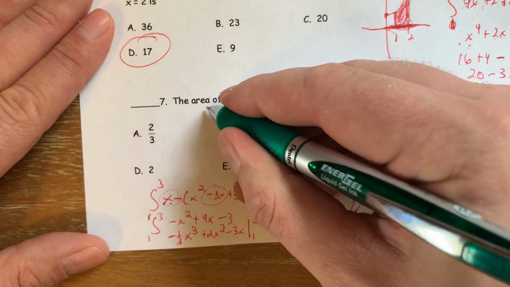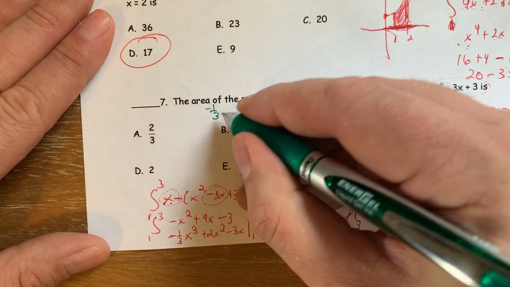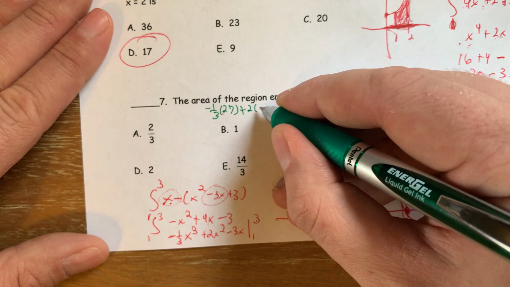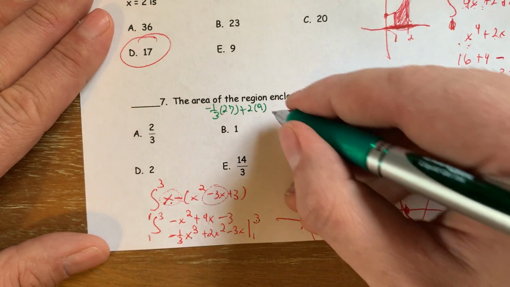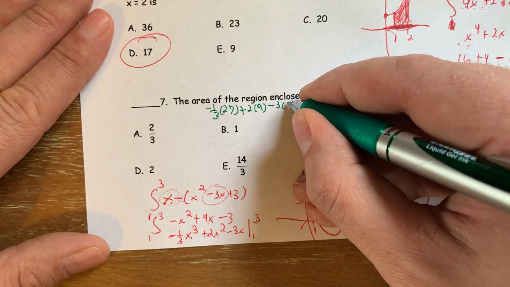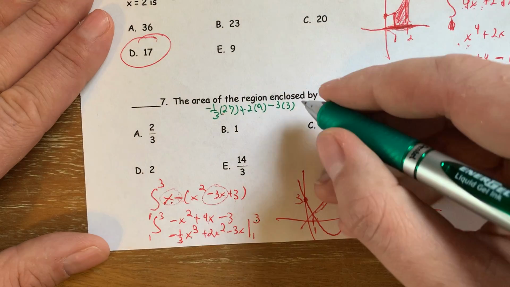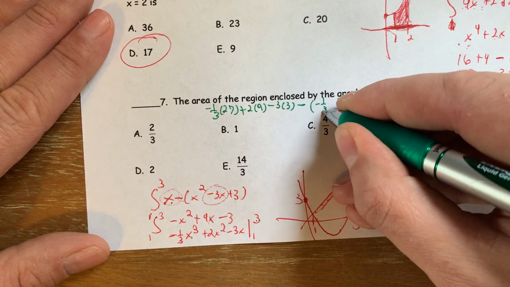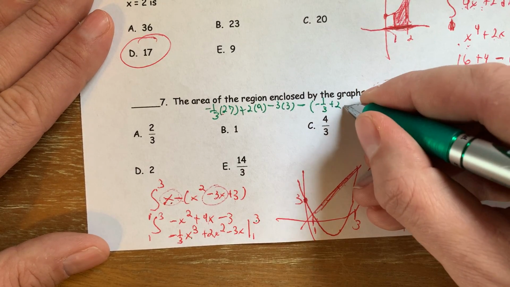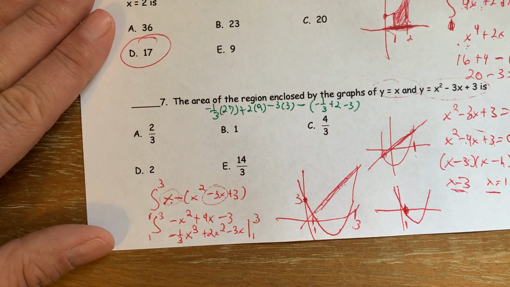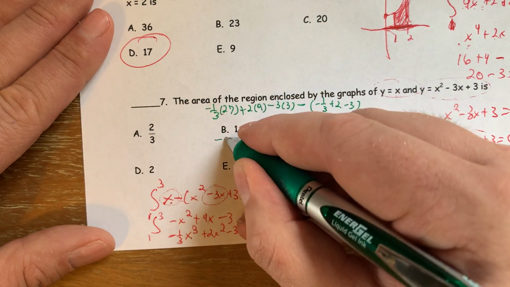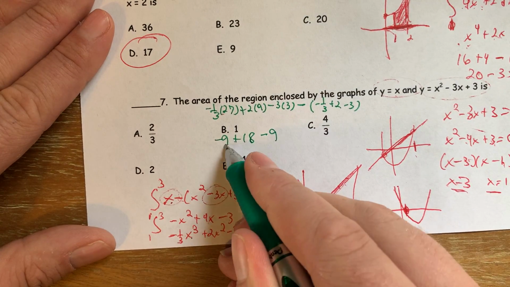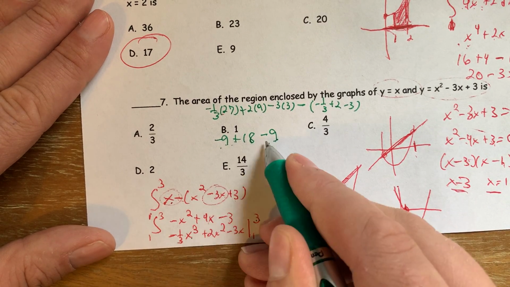So negative 1/3 times 3 cubed, which is 27. Plus 2 times 3 squared, which is 9. Minus 3 times 3. Minus, when we plug in 1, we get negative 1/3 plus 2 minus 3. So this is negative 9 plus 18 minus 9. Oh, that's all 0. Negative 9 plus negative 9 is negative 18 plus 18 is 0.